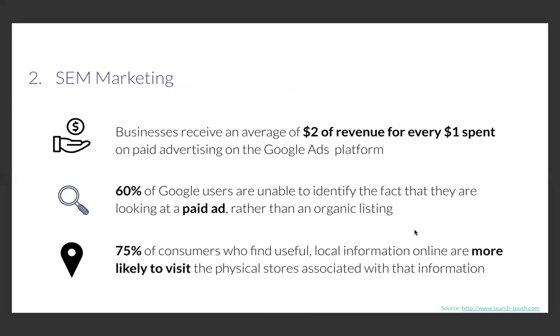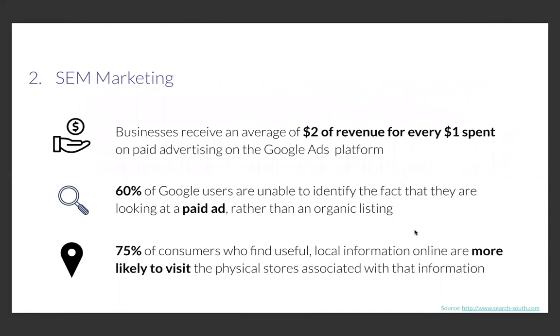So number two, SEM marketing. SEM stands for search engine marketing. In this instance, these are just some great facts as they pertain to Google Ads and how people can find you. Businesses receive an average of $2 of revenue for every dollar spent. So think of this with your grant. If you got a $10,000 grant, you could potentially have $20,000 in revenue, since you get $2 for every dollar you spend. So again, it's a great opportunity to be on the platform and have this grant without having to spend out-of-pocket costs for it.